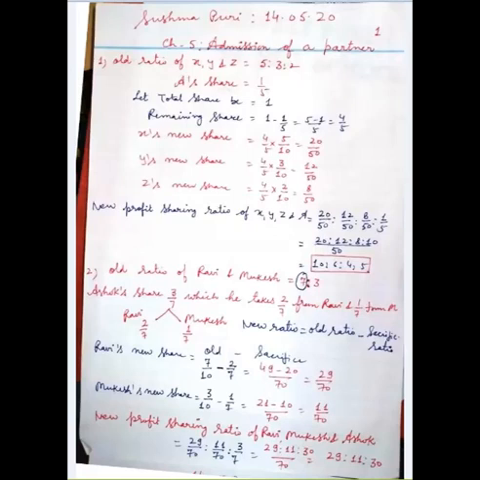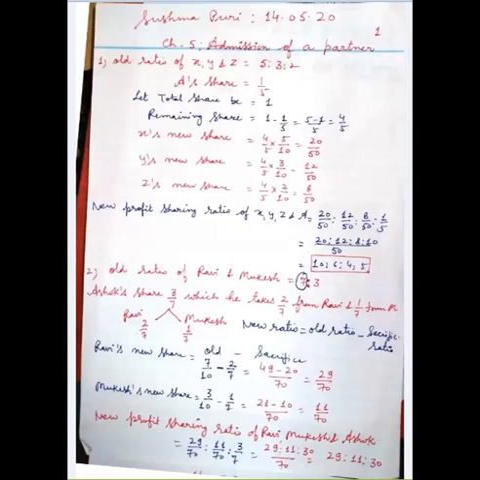So the old ratio of X, Y and Z is 5:3:2. New partner A's share is 1/5. Let total share be 1. Remaining share is 1 minus 1/5, which is 4/5. So X's new share is 4/5 into 5/10, which is 20/50. Y's new share is 4/5 into 3/10, which is 12/50. Z's new share is 4/5 into 2/10, which is 8/50.